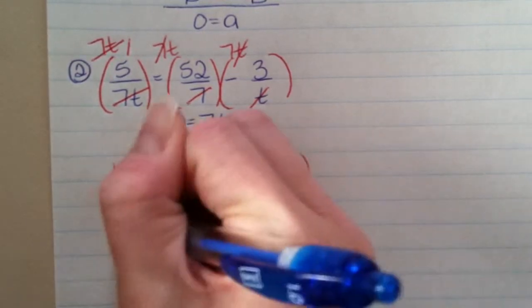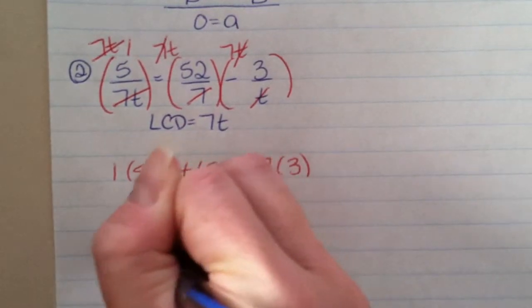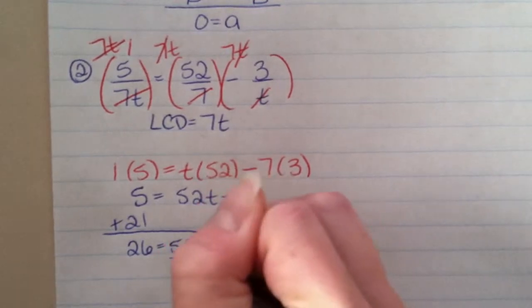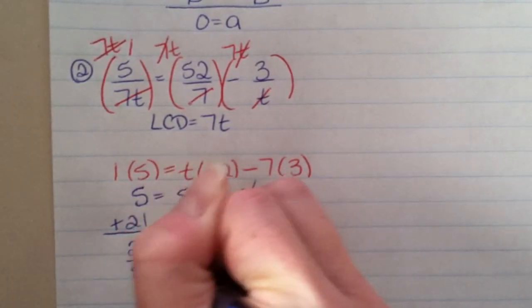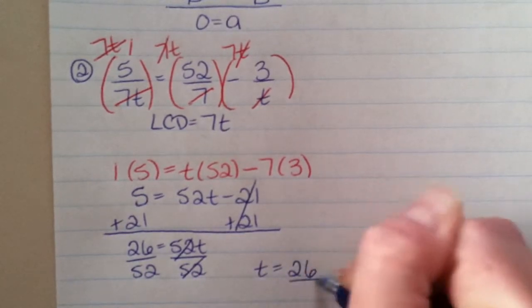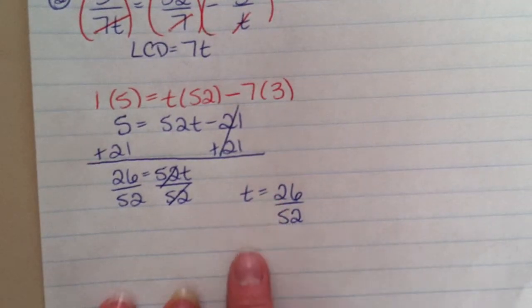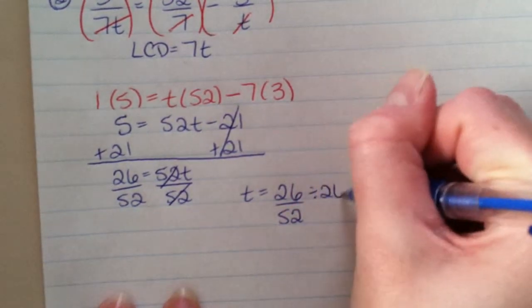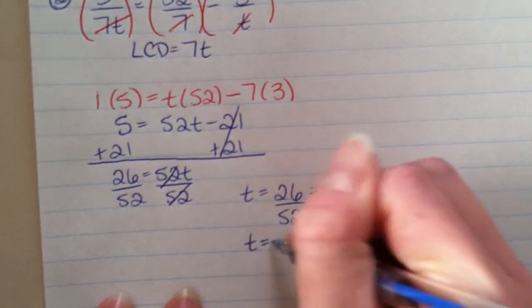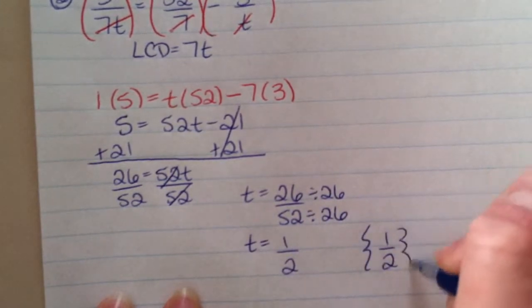Add the 21 to both sides. I have 26 equals 52t. Divide both sides by 52. So far I have t equals 26 over 52. I put that into my calculator to see if it can reduce, and it can. I can divide top and bottom here by 26. So my final answer is t equals 1 over 2 for a solution set of 1/2.